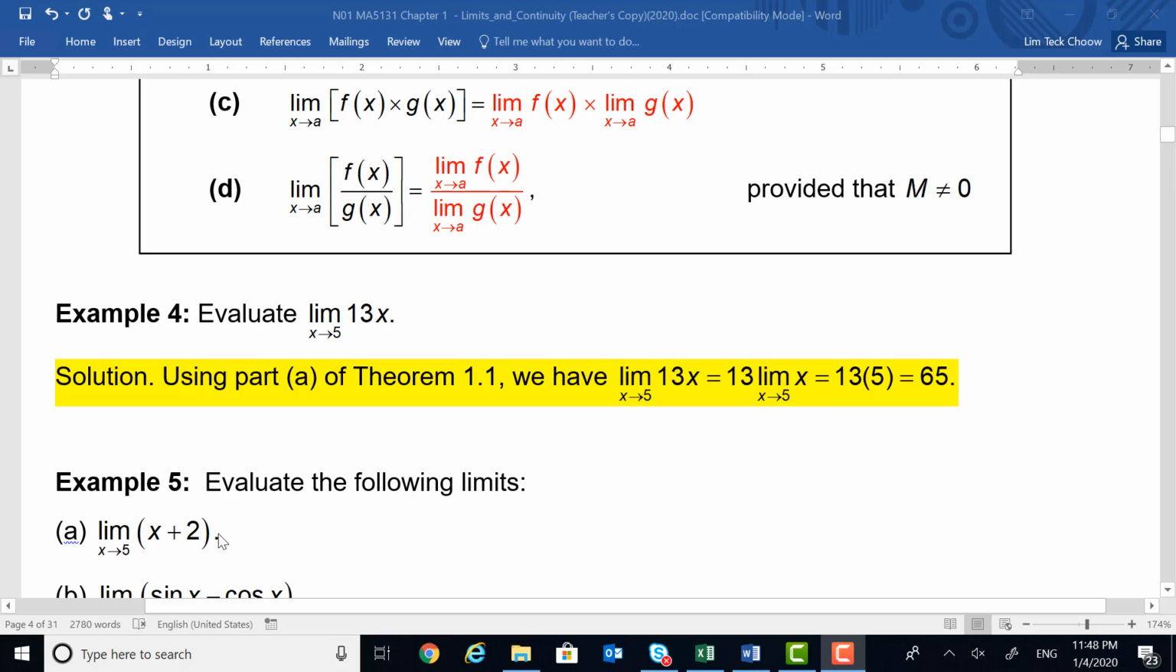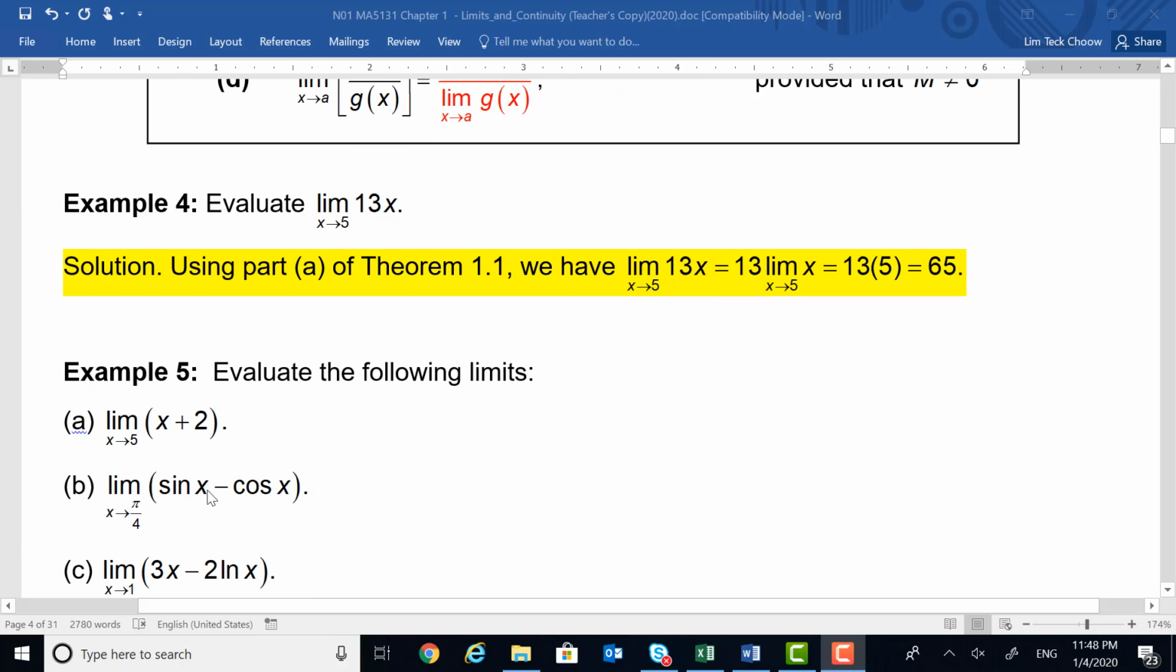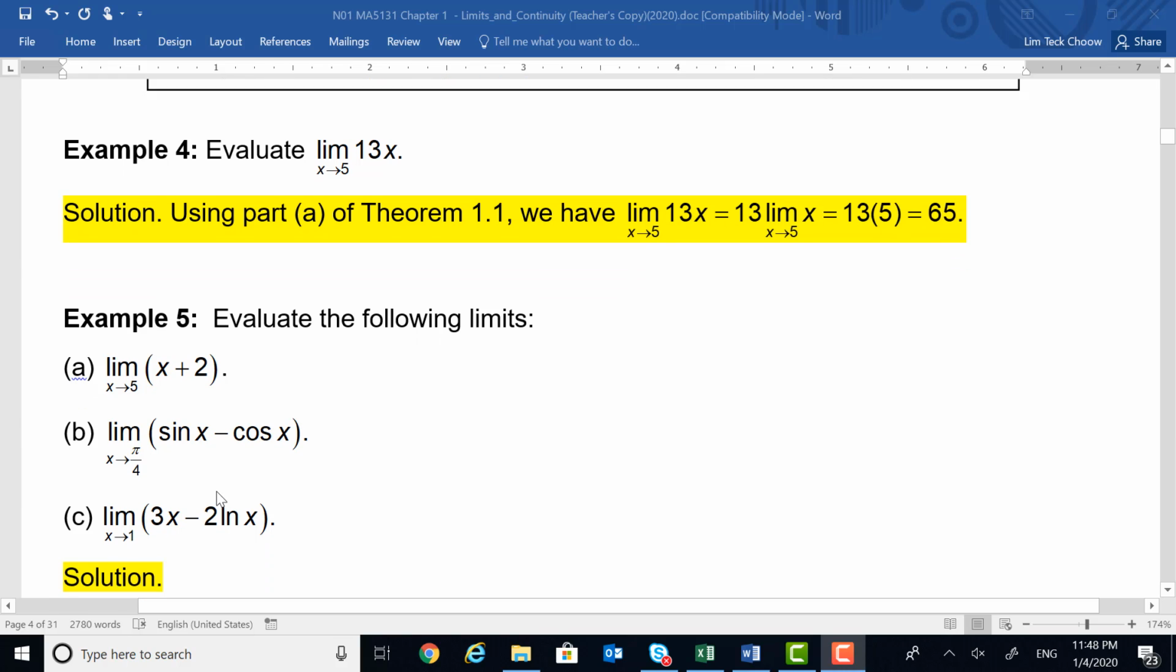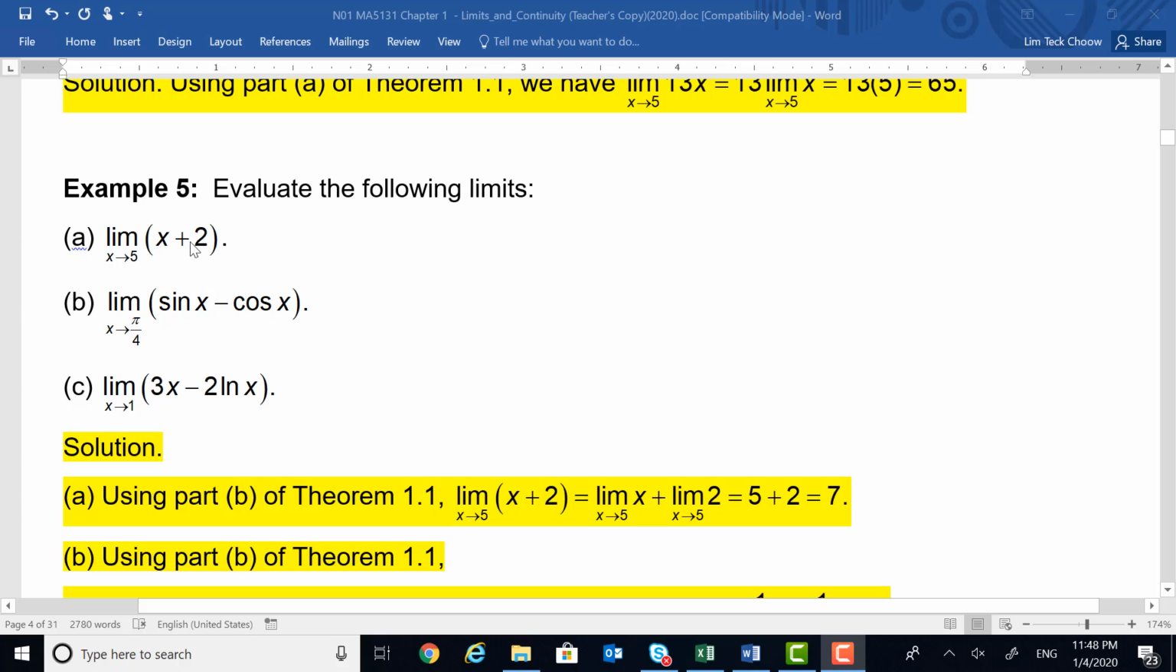For the second one, the limit as x goes to 5 of x plus 2, I can actually use the idea of the sum and the difference of limits. So for part A, I could just break them down into the sum of two limits, and this one being a constant, it remains as 2. This is just x, it becomes just 5 in the result A.